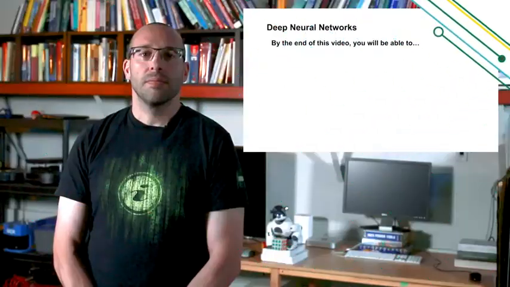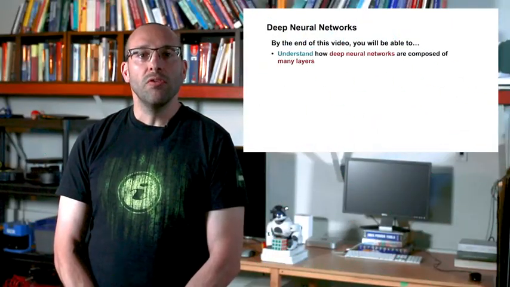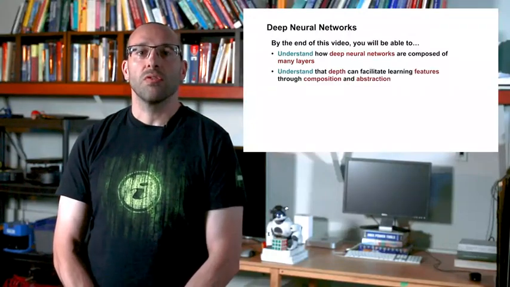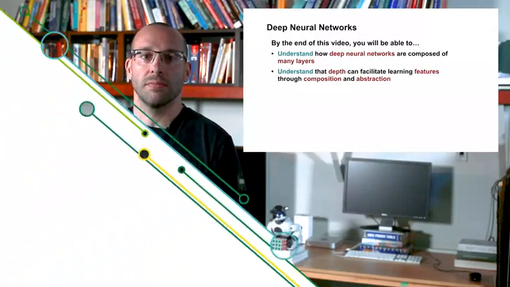The choice of neural network architecture can have a big impact on performance. This includes the number of nodes, the activation functions, and how the nodes are arranged and connected. Today, we will provide some intuition on the role that depth can play in the network. By the end of this video, you will understand how deep neural networks are composed of many layers, and understand that depth can facilitate learning features through composition and abstraction.